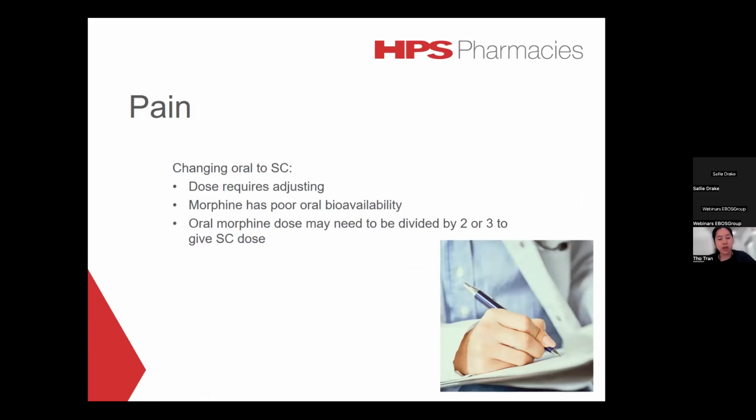Okay. All right. So first we'll talk about pain. Pain is quite common in palliative patients. Opioids are often used to manage pain in the last days of life, and morphine.